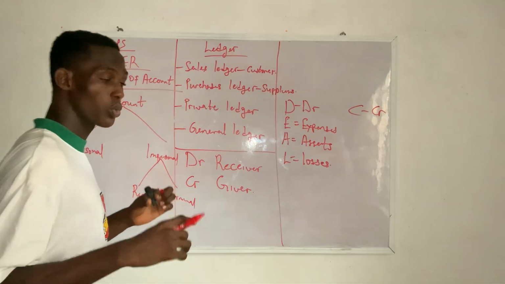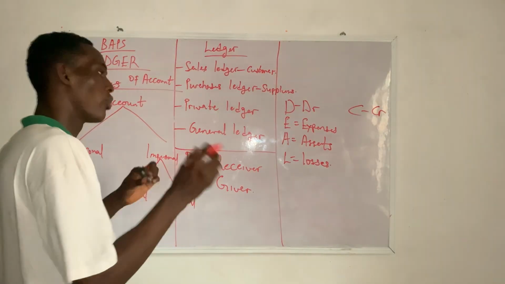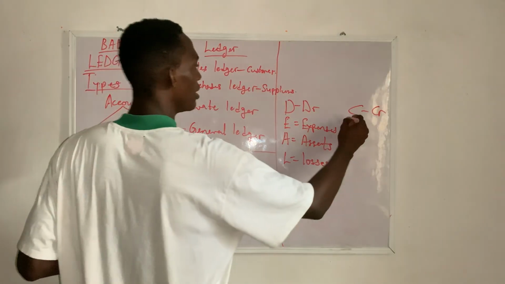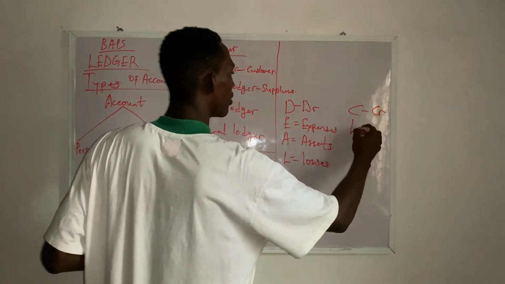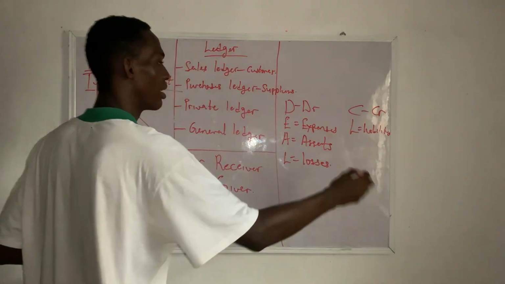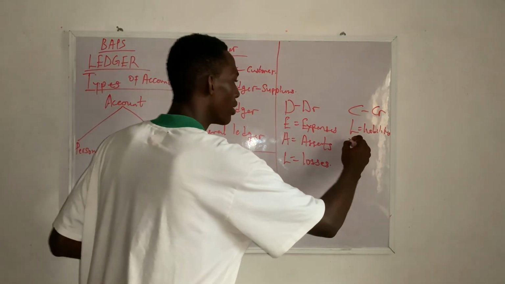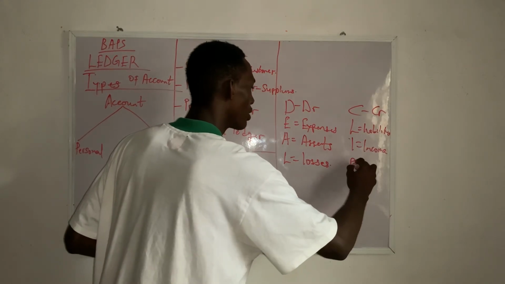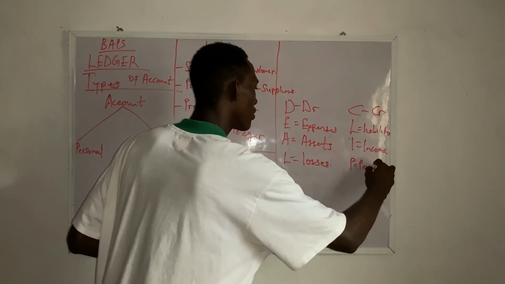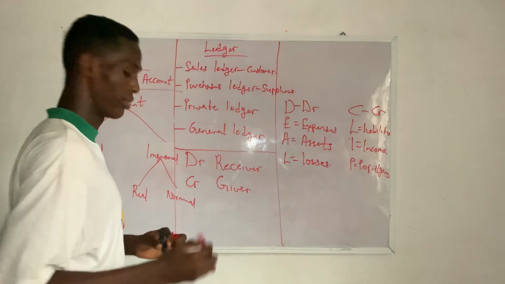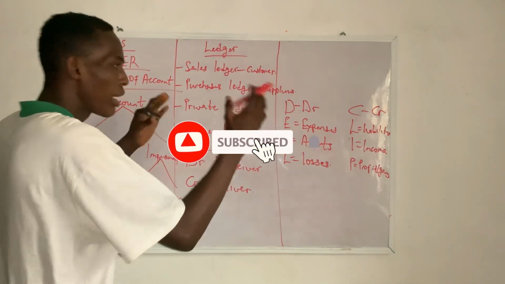I'm going to give just one or two examples, just for you to have an understanding of this. Then here you credit our liabilities. That is the credit balance, your income, and your profit. Not necessarily profit, it could be gains, profit or gains. You understand? Try to understand this.